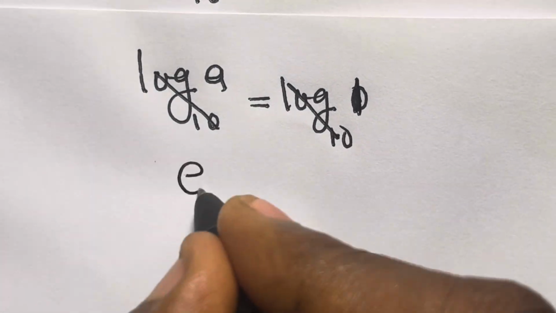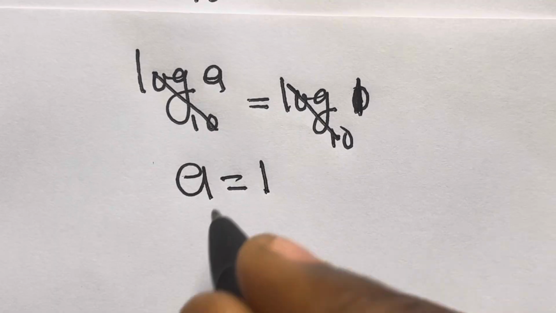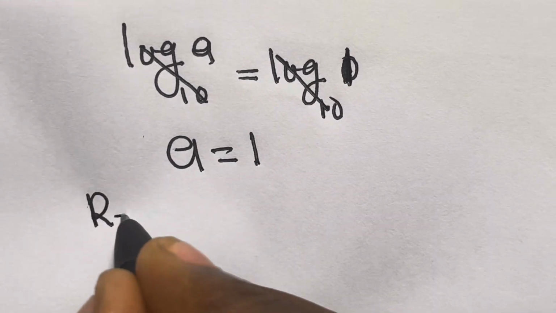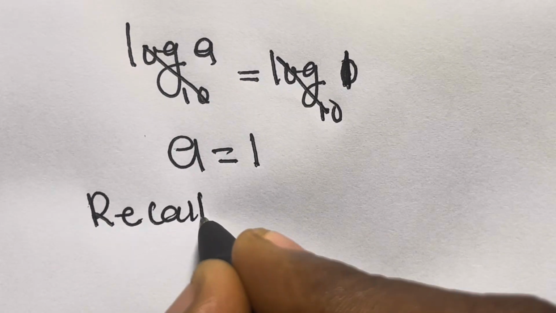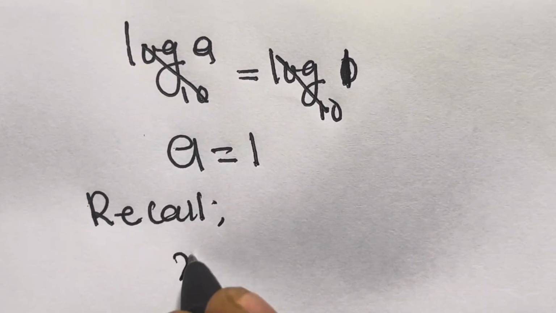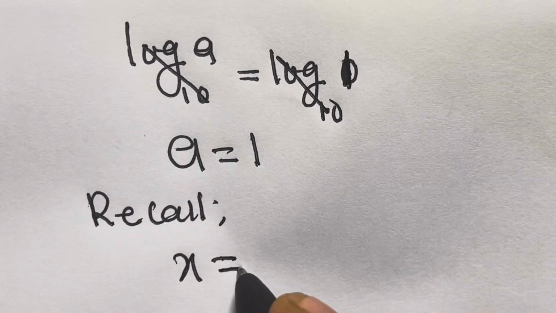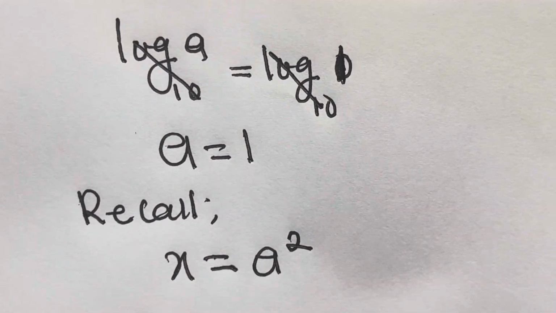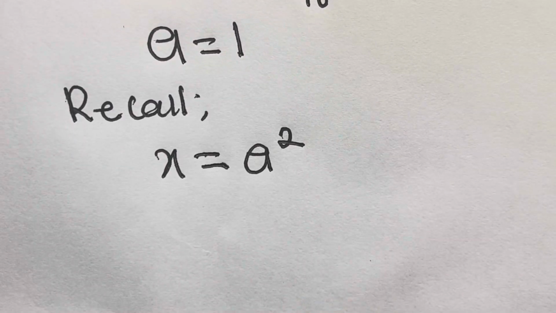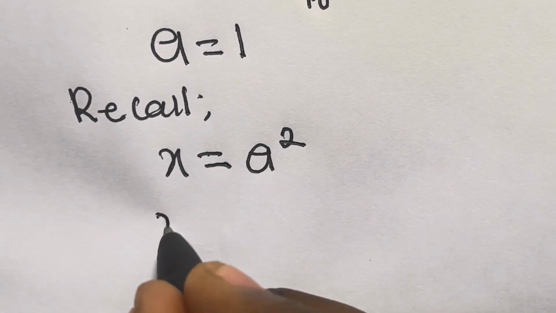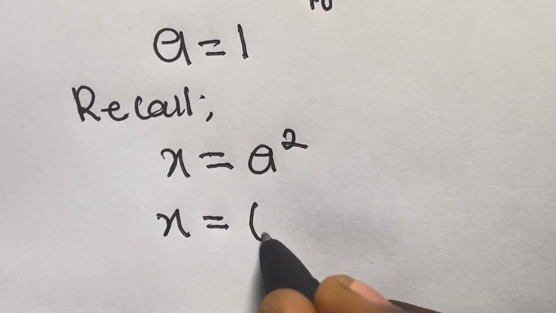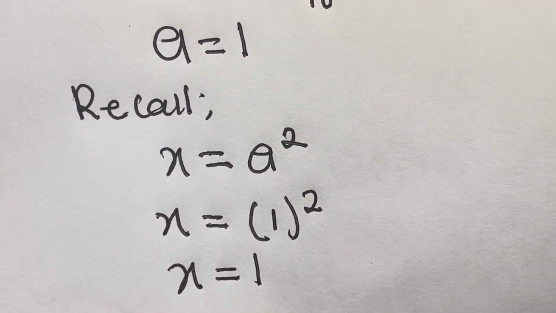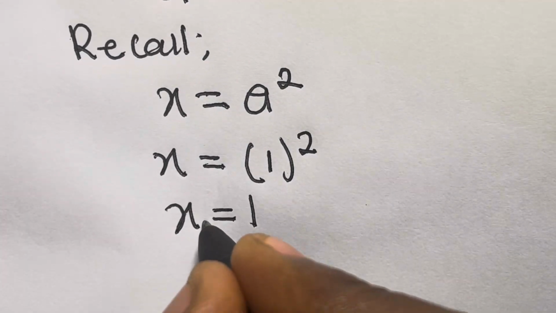So now we have a equals 1, right? But we are not looking for a here, we are looking for x. So recall that our x is equal to what? Our x is equal to a squared. And we have gotten our a to be equal to 1. So we can easily substitute a here. So we have x equals 1 squared, which gives us 1. So our x is equal to 1. You can just say this is x1.